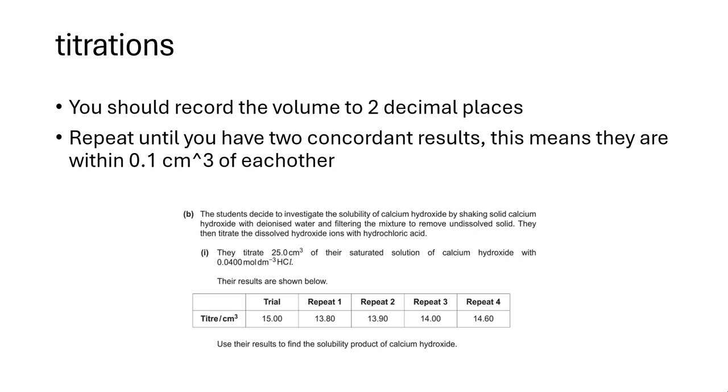With titrations, you should record the volume to 2 decimal places, yeah, and you should repeat until you have two concordant results, yeah. So this means that they are within 0.1 centimeters, yeah. So concordant means 0.1. So for example, that would be repeat 2 and repeat 3, or it could be repeat 1 and repeat 2. And so then what you can do here is you can calculate the mean titre, yeah, the mean volume.